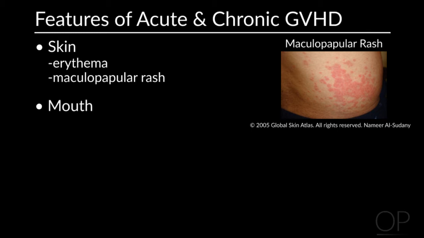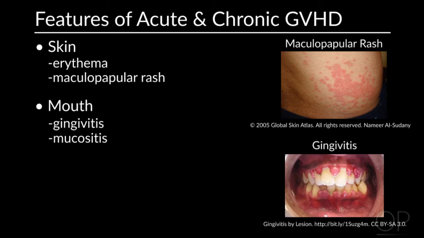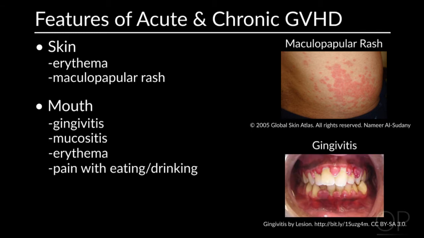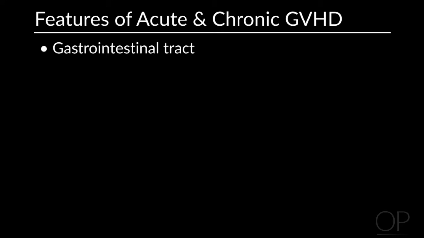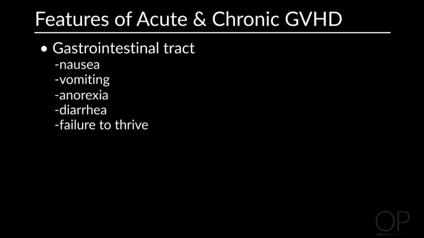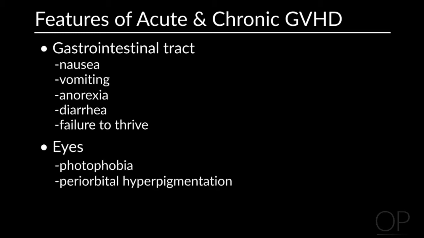Within the mouth, both populations can have gingivitis, mucositis, erythema, or pain with eating or drinking, especially spicy foods. And within the liver, both acute and chronic graft-versus-host disease can be characterized by an increase in the alkaline phosphatase and bilirubin. Within the GI tract, it's very common to experience nausea, vomiting, anorexia, or diarrhea, and failure to thrive. Within the eyes, common features include photophobia, periorbital hyperpigmentation, and blepharitis.